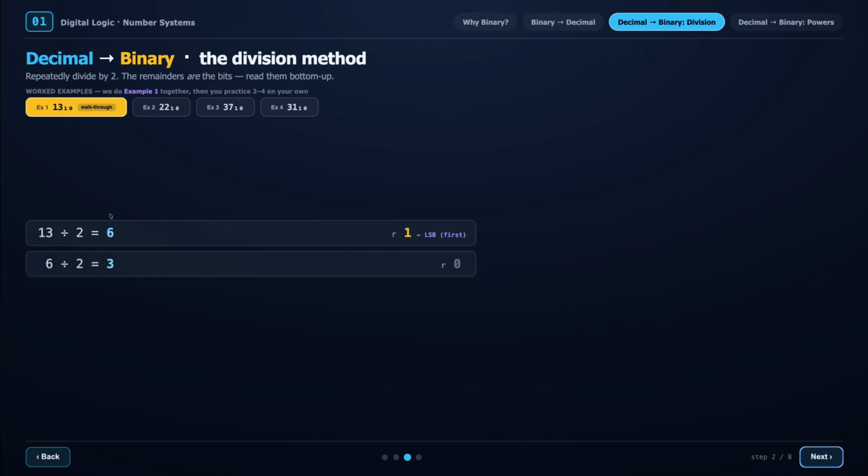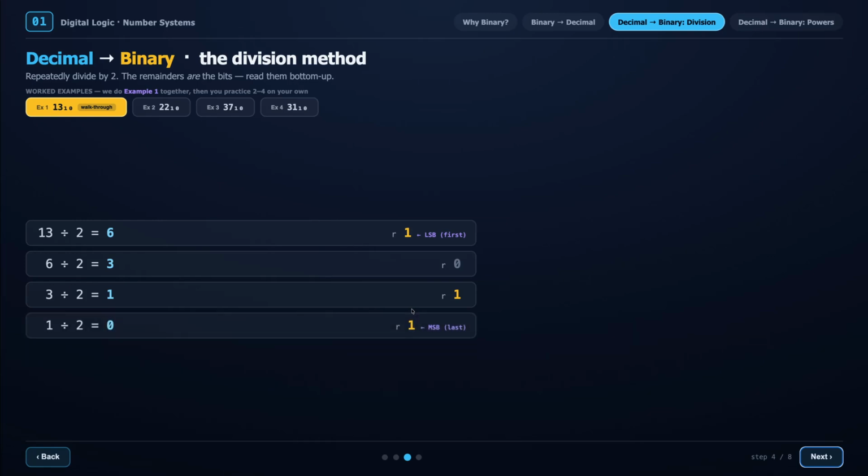And then we take that 6 and we divide that by 2, and we get 3 with a remainder of 0. And then we take that 3 divided by 2, you get 1 with a remainder of 1, and one final step, 1 divided by 2 is 0 with a remainder of 1. So you can think of reading up from there to get the binary equivalent. And so read the numbers from the bottom to the top, and you end up with 1, 1, 0, 1. Okay, not a surprise, that's what we did before.